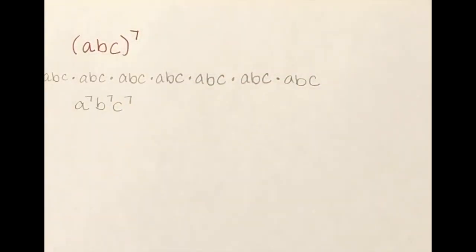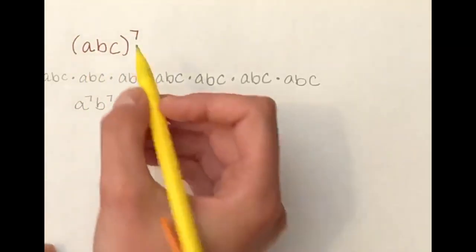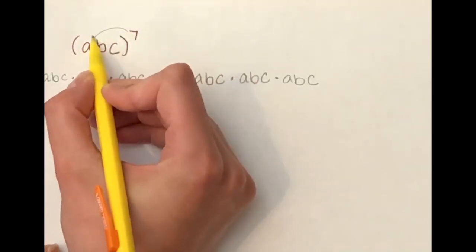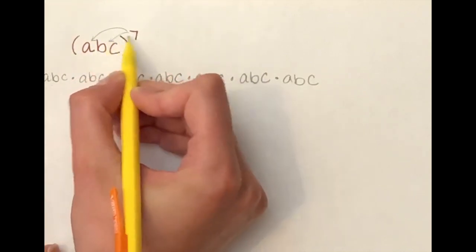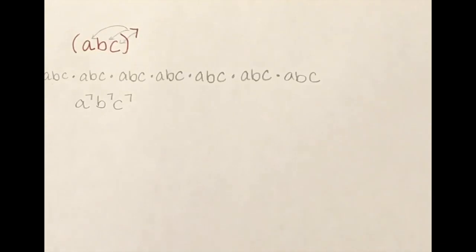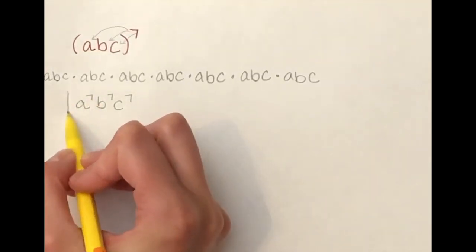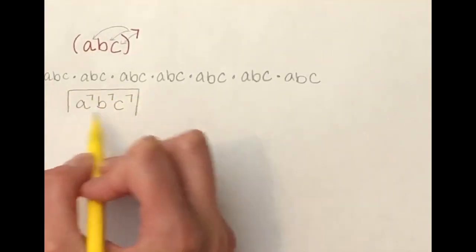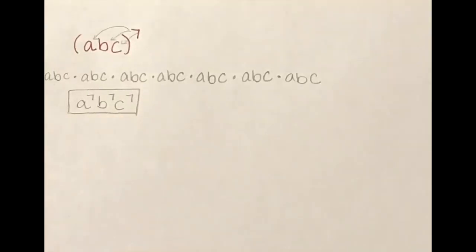Now, naturally, I don't want to spend my time writing out this whole thing 7 times. So if this is my initial problem, all I have to do is carry that 7 to each piece of my base. So that exponent is going to each piece. So my final answer is a to the 7th, b to the 7th, c to the 7th. Easy.